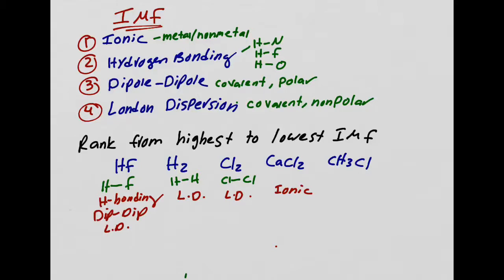CH3Cl. Again, don't forget, draw it out. One more time. Consider hydrogen a nonmetal. So, this is not ionic.